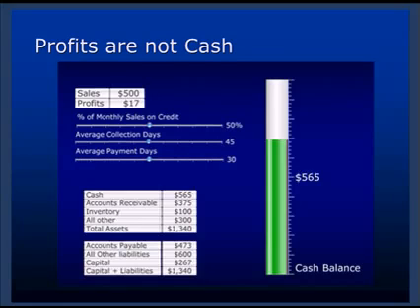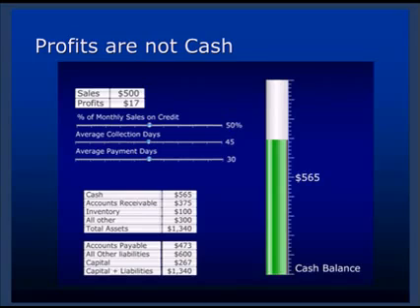This simple example highlights the importance of laying out the cash flow. We have here a hypothetical company with sales of 500 and profits of 17 and an estimated cash balance of 565. Given these assumptions on sales on credit, collection days, and payment days.